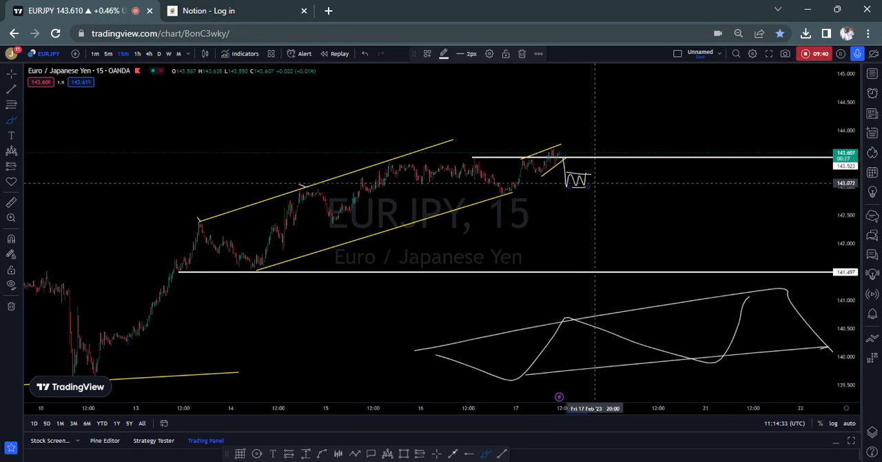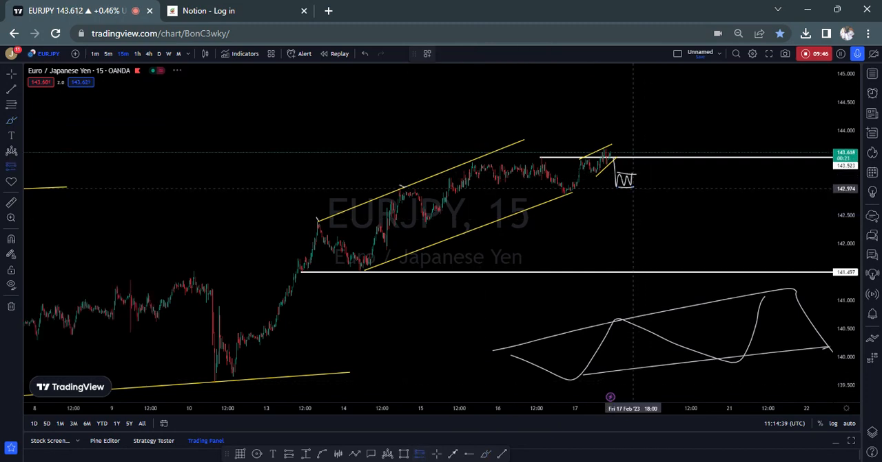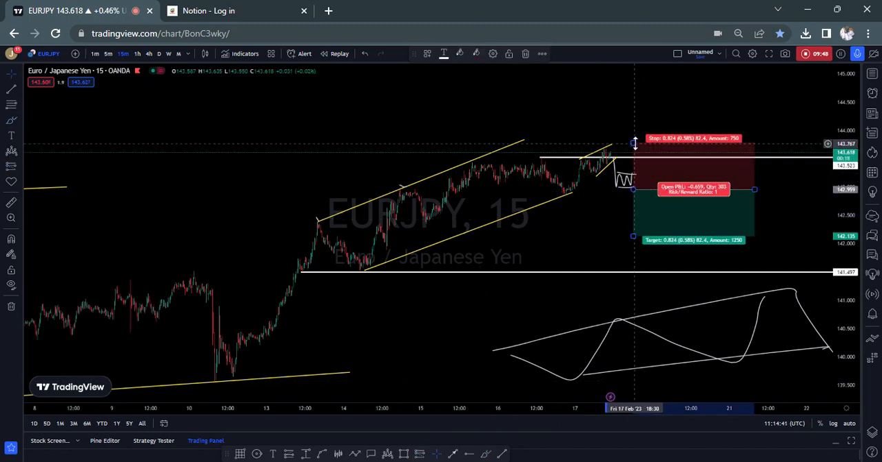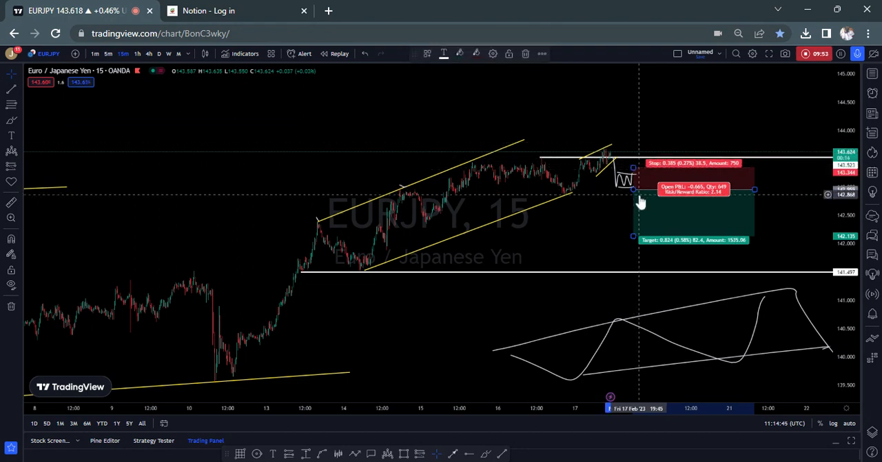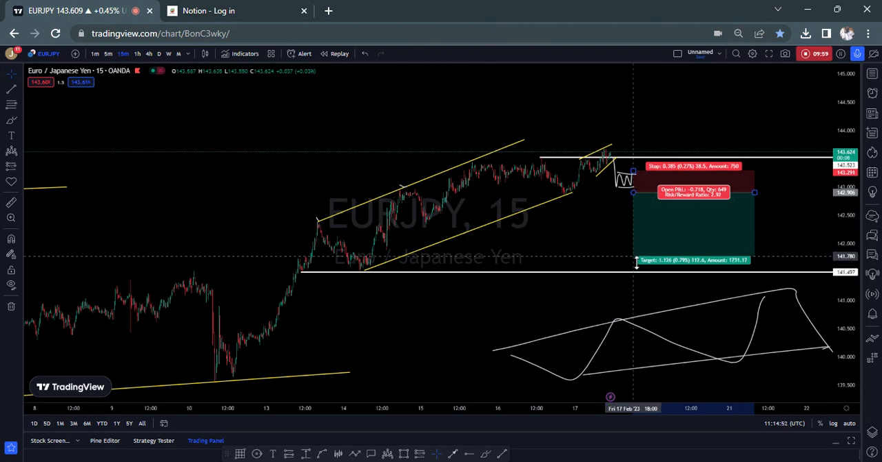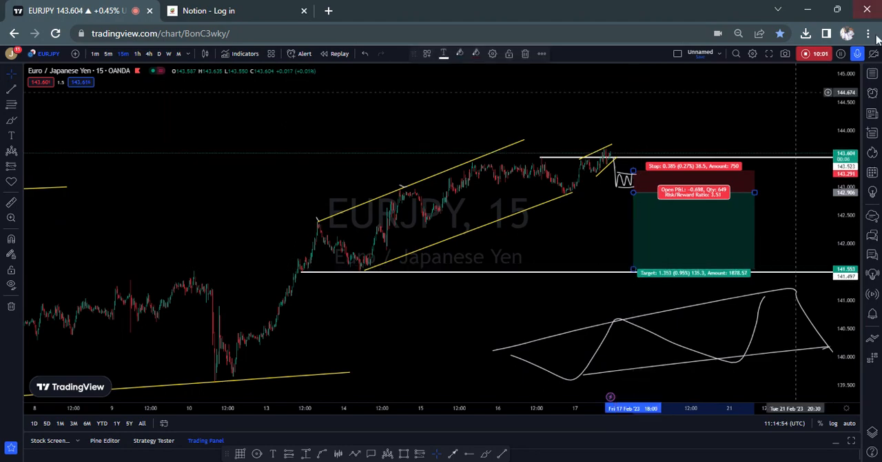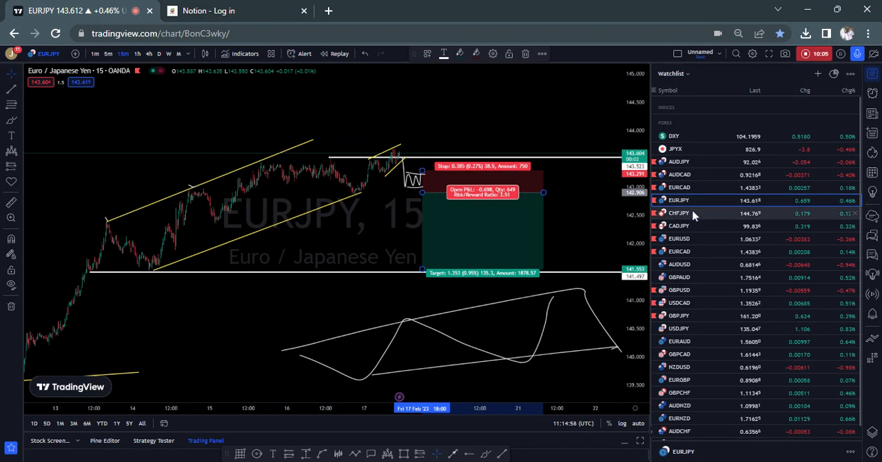So this would be my ideal plan for this trade. Wait for flag correction after it breaks back into the structure. I wait for correction and I will enter the trade. If it tags me in and tags me out, I wait again to strategize. So that's for Euro JPY.